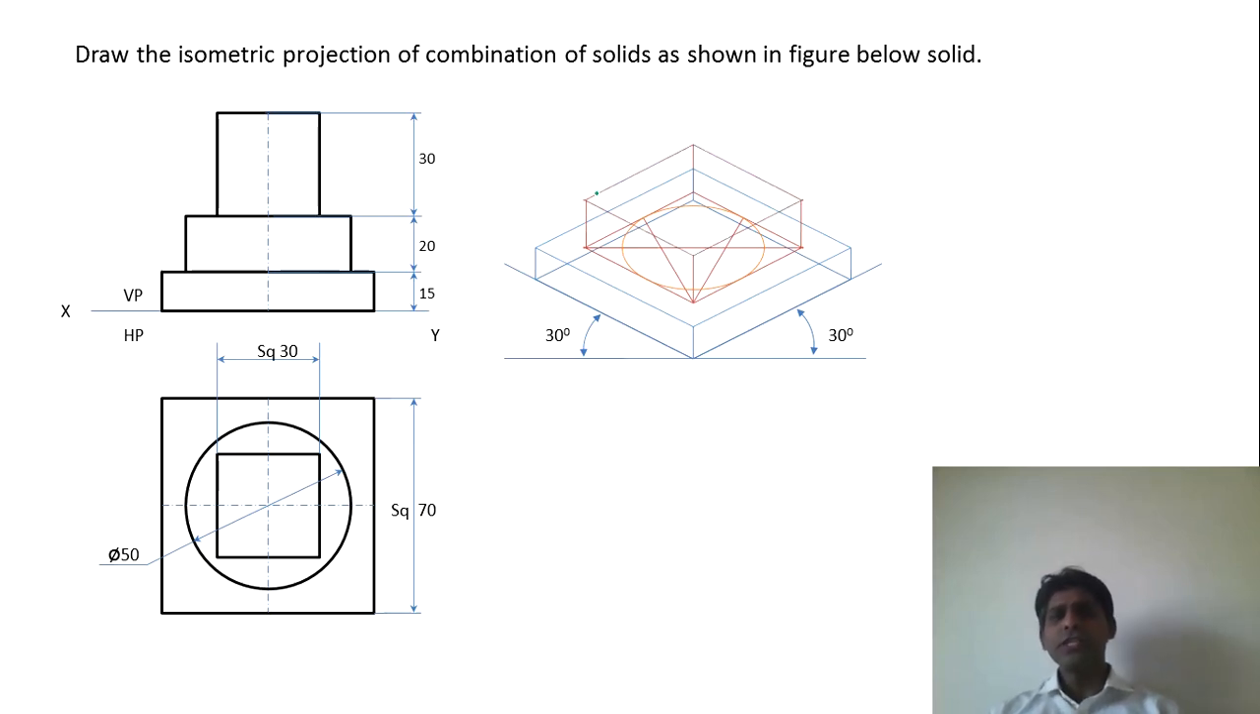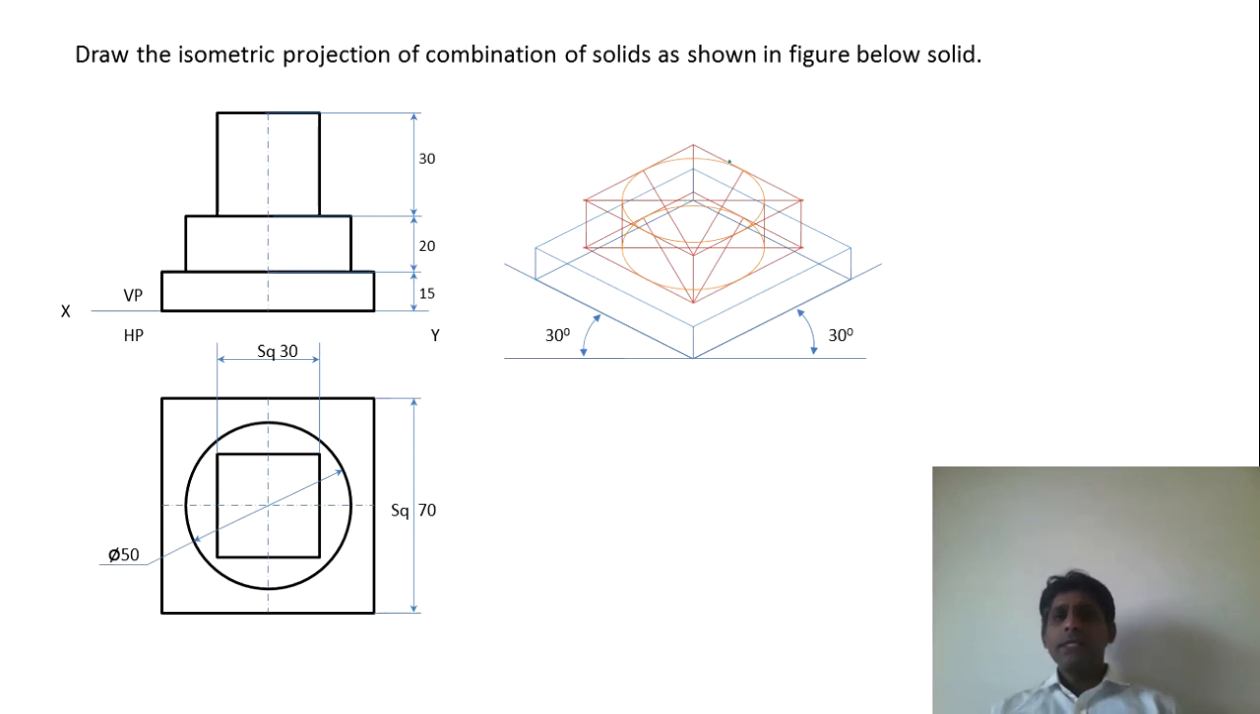Then on this face again you can repeat the procedure and draw the top face of the cylinder, and then you have to join these lines here. You have to join this particular line here and this particular line here, and that will be the cylinder. You can see that this is the cylinder.